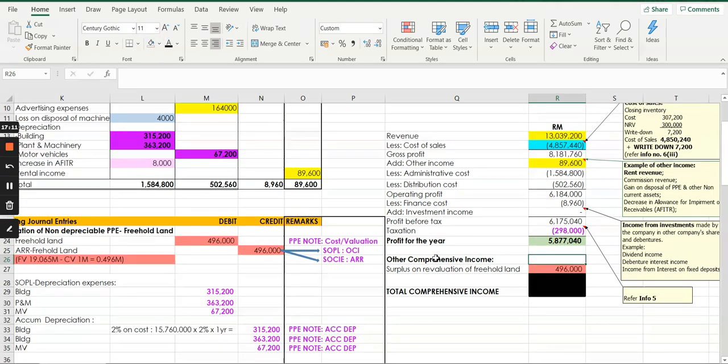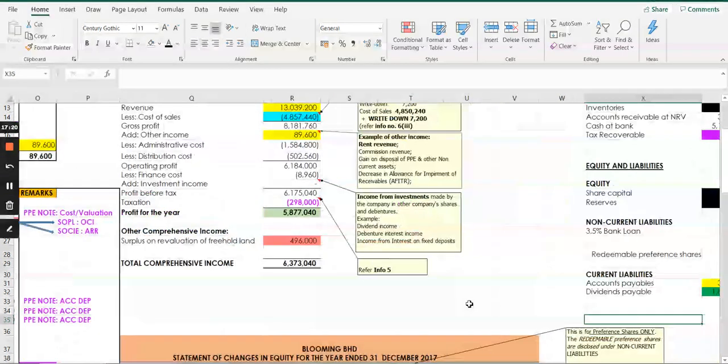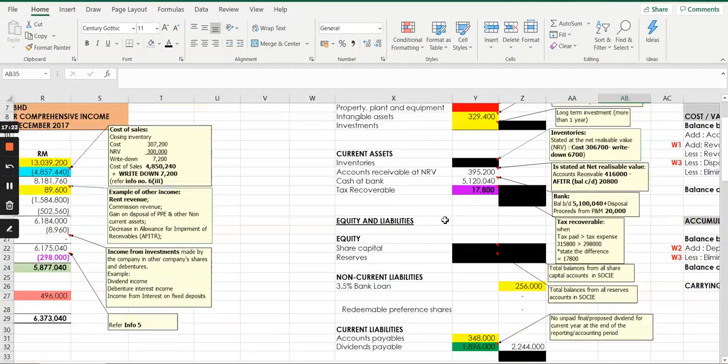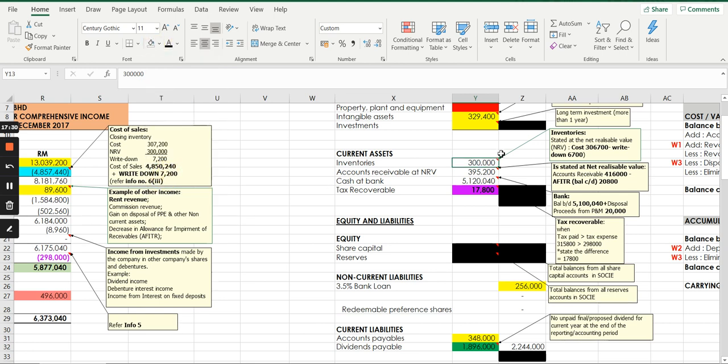Okay. And you have now settled your total comprehensive income, total profit or loss and other comprehensive income. So for your inventory just now, because we wrote down, that should be shown at 300,000. This is at NRV, because inventories should be stated at the NRV since the write down was 6,700 and the inventory is at the NRV of 300,000. So you are done with that.